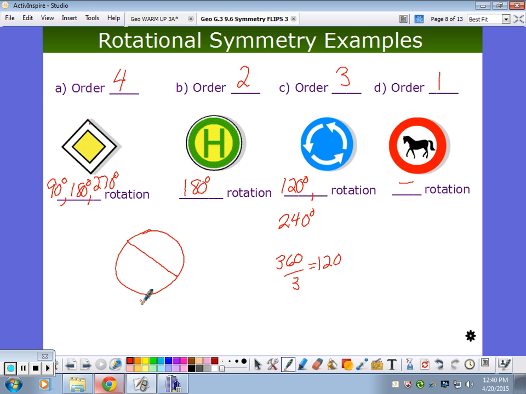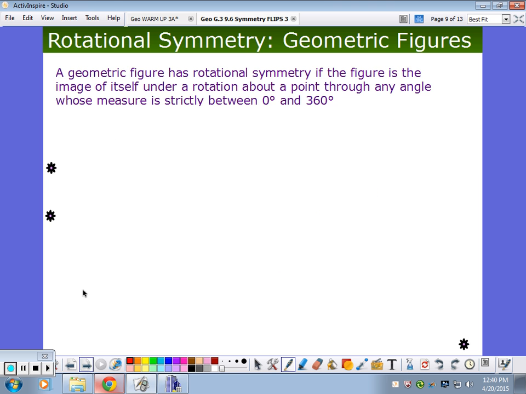That does have symmetry. We can figure that out. But when it gets to be just a plain circle, that's too hard. Okay. What else? Now we're going to look at geometric figures with rotational symmetry. We just kind of leave a blank there for the one with no rotation.